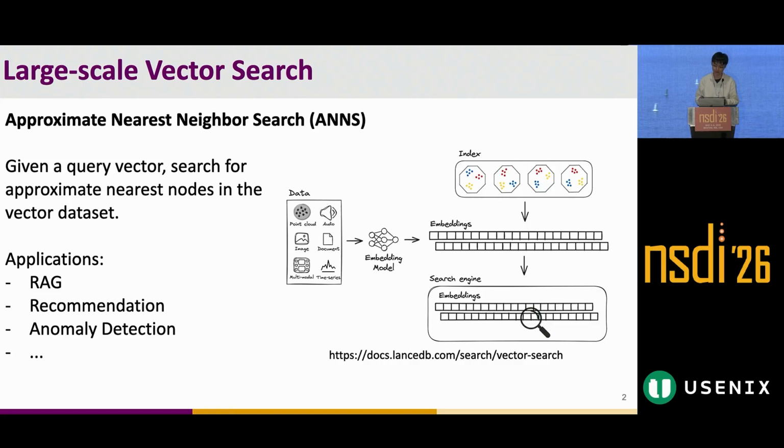The traditional method will build an index on the vector datasets to accelerate the search process and avoid the exact vector search. Because if you want to calculate the exact distance between the query and all the vectors in the dataset to obtain the final exact top k result, the computation overhead is very large. So the traditional methods build an index and use an approximate method to search on the vector datasets. The applications are like RAG, recommendation, and also anomaly detection.